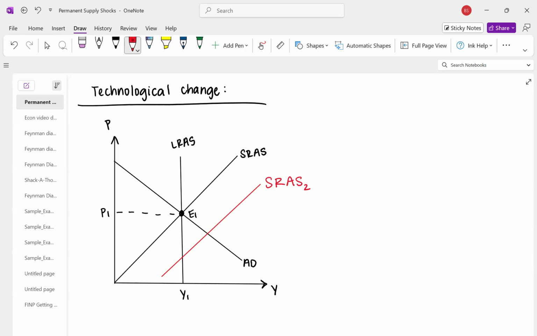And we know that everything that shifts the SRAS will also shift the LRAS. So the LRAS would also shift rightwards. And this would give us LRAS2. So now we're given a new intersection point, and we can notice that this is at a lower price level and the output has increased.